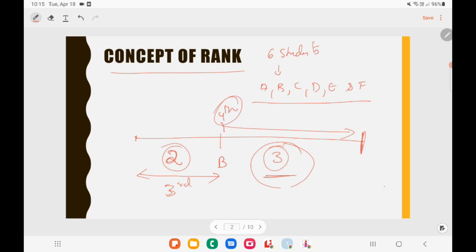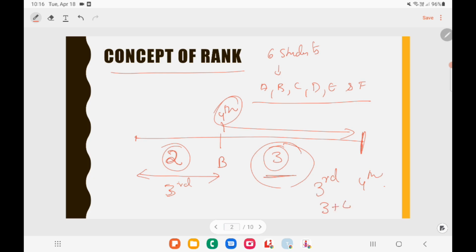So this you need to understand. This is the same as what we have discussed in the ranks. It's the same concept. You need to understand this concept very well, and then you can do the questions. Also, you can get a question like this: B's position from the left end is third, and B's position from the right end is fourth. Then what is the total number of students sitting in that bench?